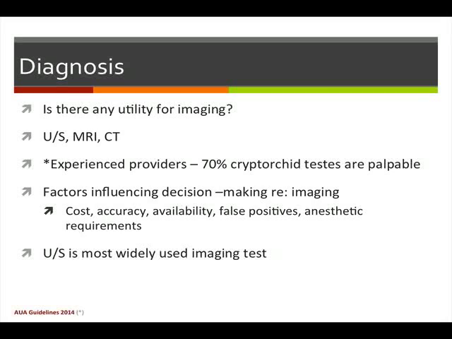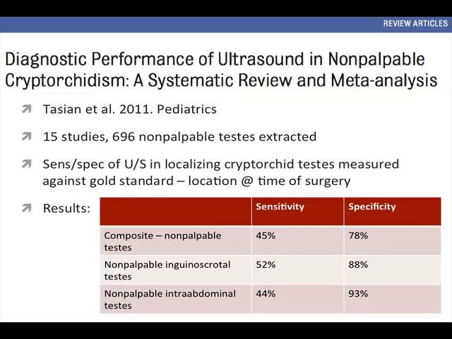Ultrasound is the most widely used diagnostic test, and in a systematic review and meta-analysis done in 2011, they looked at about 700 non-palpable testes and computed the sensitivity and specificity of ultrasound in localizing cryptorchid testes, compared to the gold standard, which was the location of the testes at time of surgery. What they found was that amongst all comers with non-palpable testes, there's quite a low sensitivity and specificity, and you can see that the sensitivities are quite low amongst all three categories.